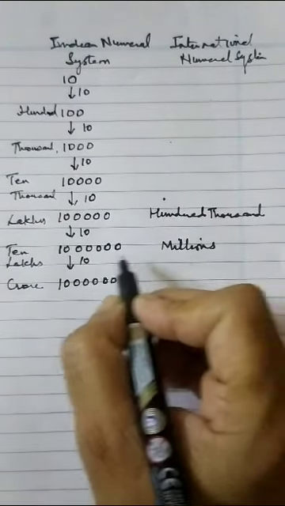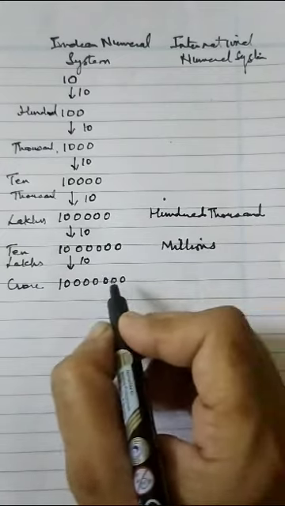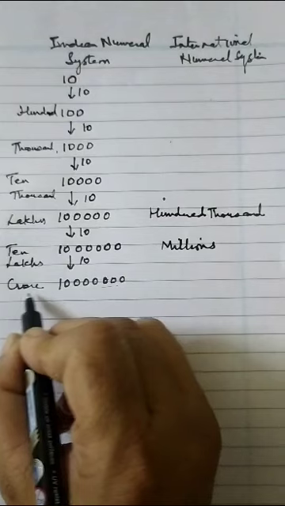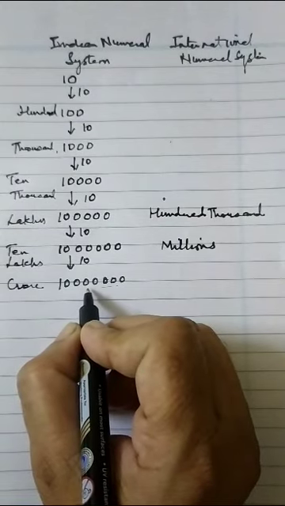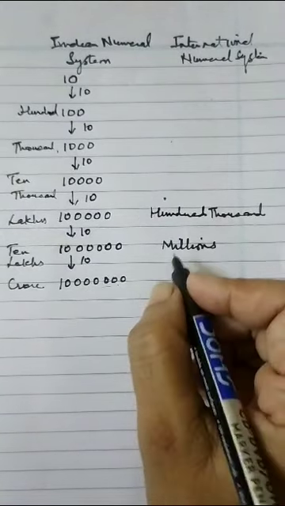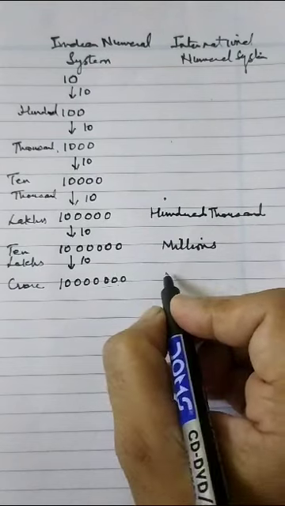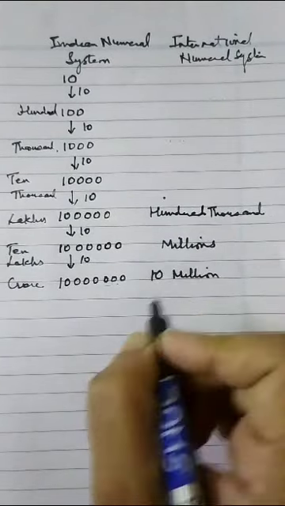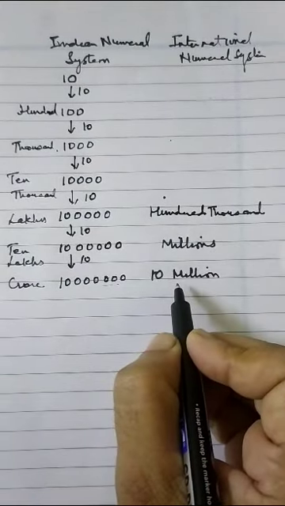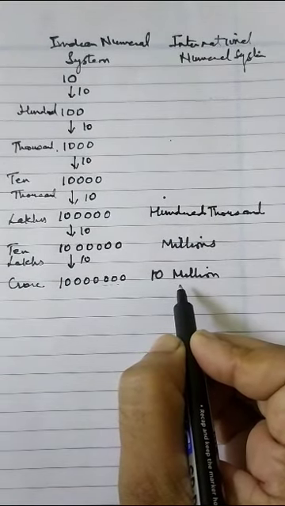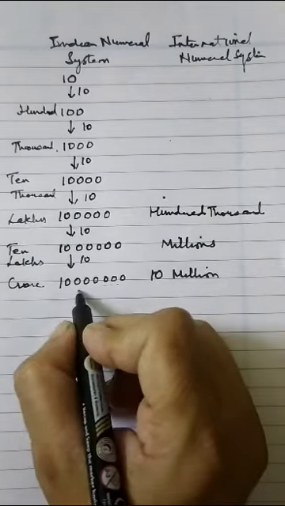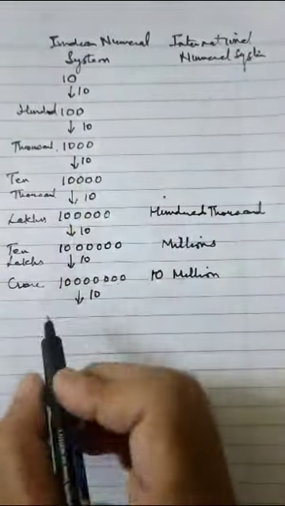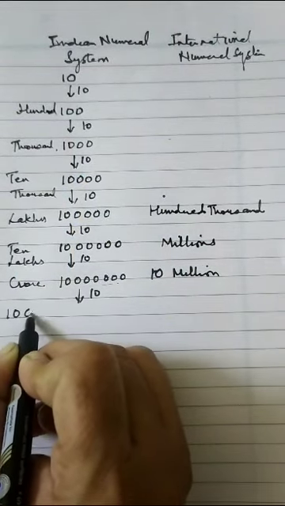If I multiply this 1 million with 10, I get 1 crore in the Indian numeral system. But in the international numeral system, this is called 10 million. So 1 crore is equal to 10 million, right? Again, if I multiply this number with 10, in the Indian numeral system, I will call it 10 crore.